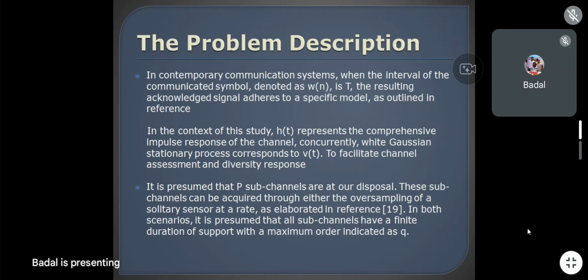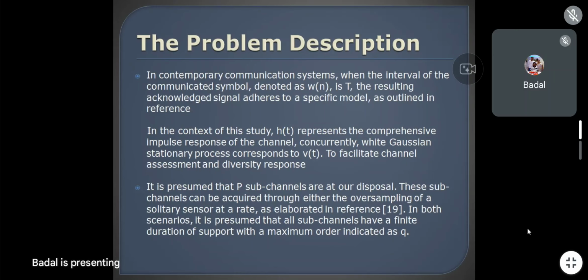Now, the second part, the problem description. In communication system, when the interval of the communication symbol is denoted as T, the resulting received signal adheres to the specific model that is outlined in the reference. In the context of the studies, they represent the comprehensive impulse response of the channels, with white Gaussian stationary process noise, to illustrate channel assessment and diversity response.